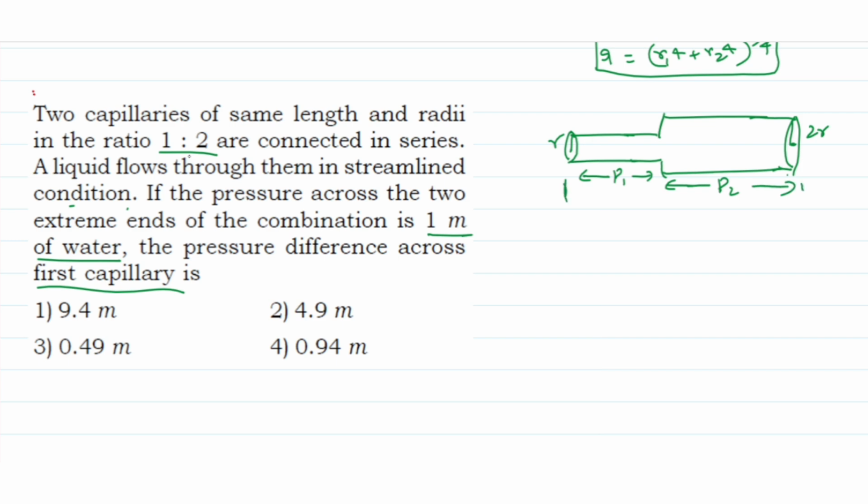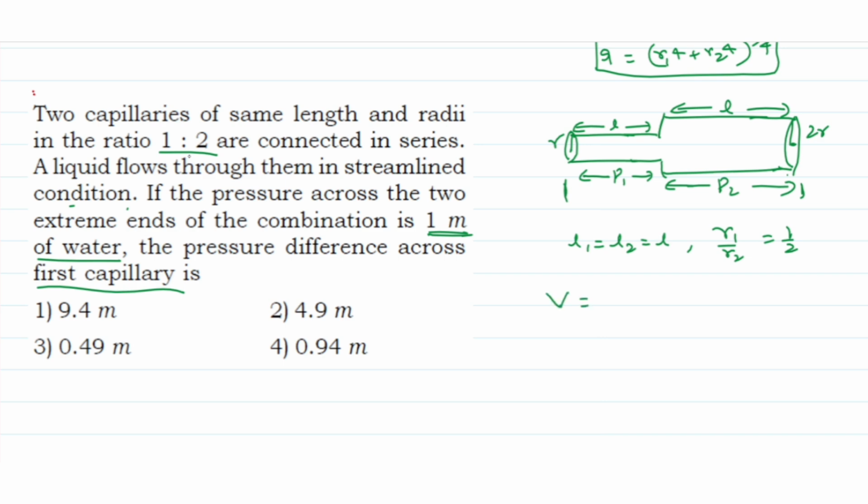Across these two endpoints, it's given as 1 meter of water. Here the length will be the same, it's given L1, and this is also length, it's given as L. Radii will be different, it's given. Let us take this scenario. Here L1 equals L2, which will be equal to L. That means R1 by R2, its ratio, is given as 1:2.